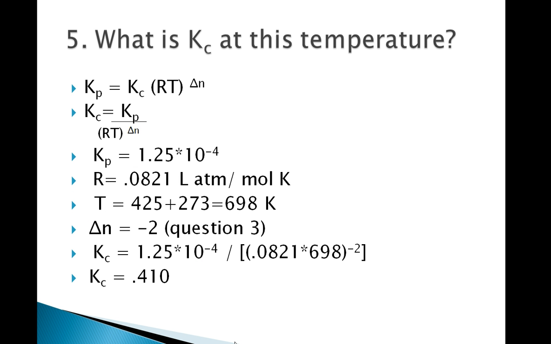At this temperature, you do the same thing. You go through Kp equals Kc RT to the delta N. And after you go through it all, you get Kc equaling 0.410.